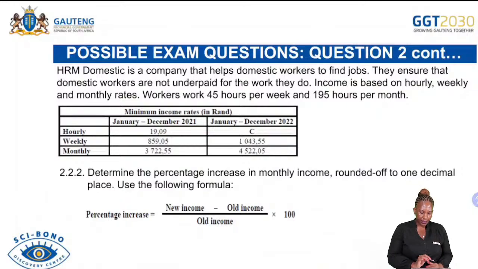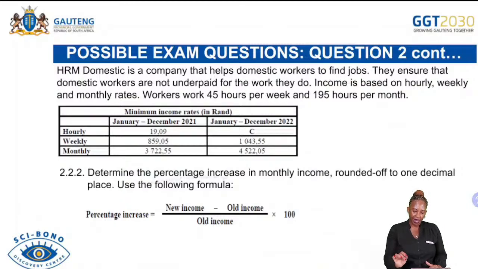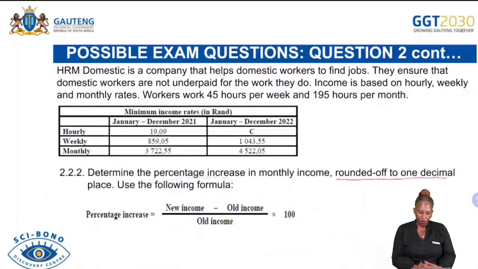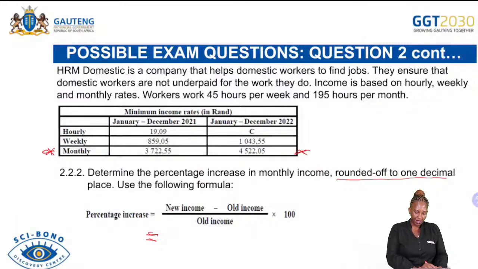Now it says, determine the percentage increase in monthly income rounded off to 1 decimal place. You know what I like? We are given the formula. I don't need to scratch my head because they said determine the percentage increase. Now they give me the formula. Now, let's see. They said to us, determine the percentage increase in monthly income. Now, monthly income, here it is. We'll be focusing on this one, the last one, the monthly income.